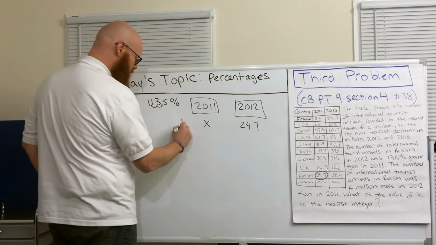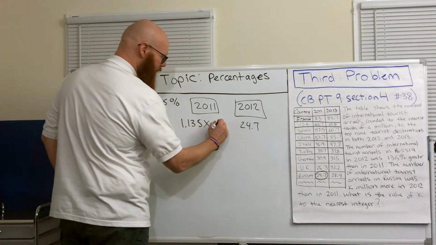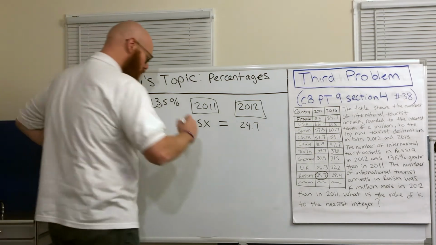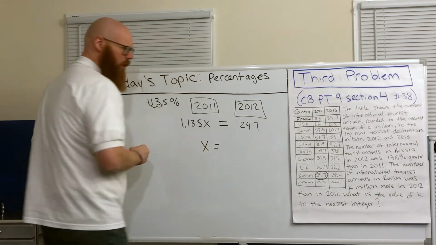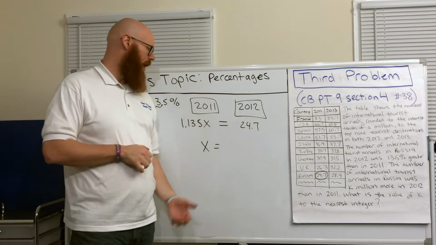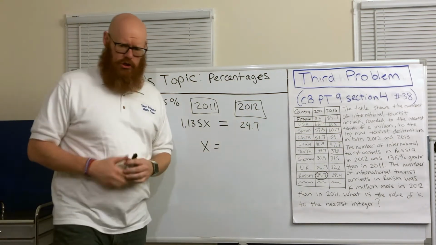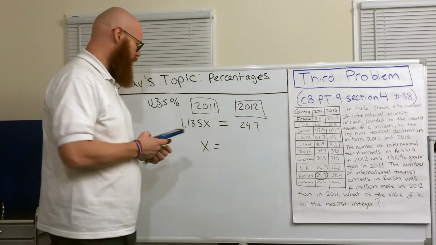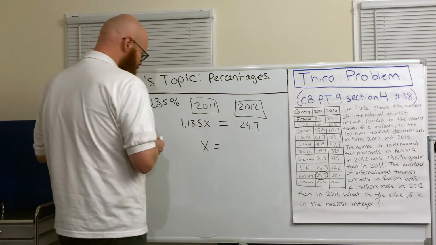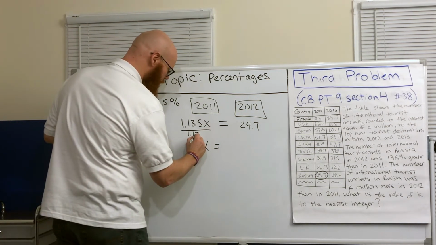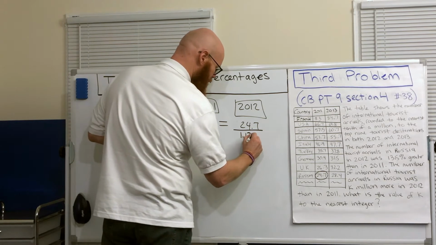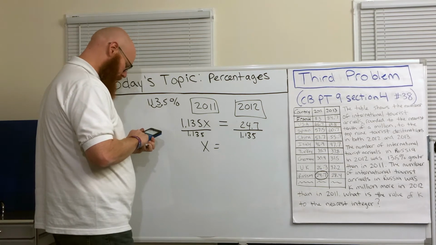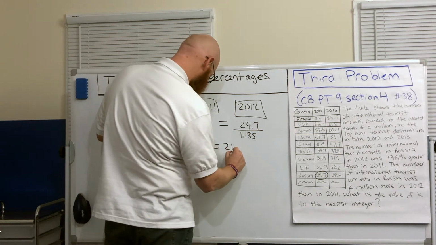So I'm going to multiply X by 1.135, and then that's going to equal what it was in 2012. So this will tell me the number of tourist arrivals in Russia in 2011, which is part of what we need to find in order to actually answer the question. So in order to get X by itself, I would divide by 1.135 on each side. So 24.7 divided by 1.135 is 21.8.